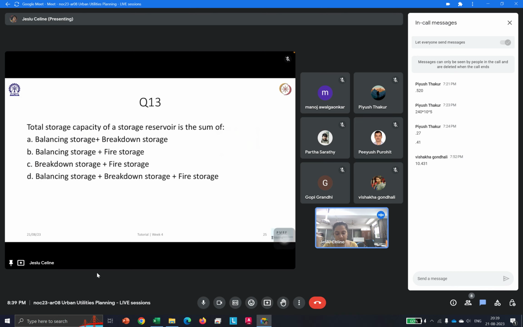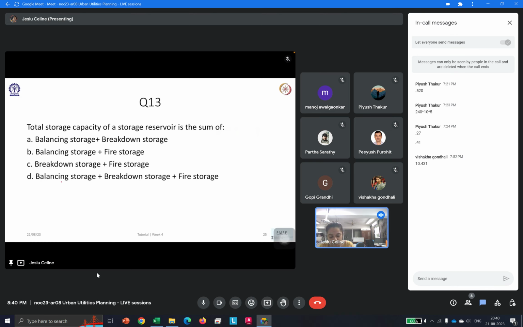Now, the total storage capacity of a storage reservoir is the sum of which of the following: balancing storage plus breakdown storage, balancing storage plus fire storage, breakdown storage plus fire storage, or balancing storage, breakdown storage and fire storage. The answer is D, all the three: balancing storage, breakdown storage, and fire storage.